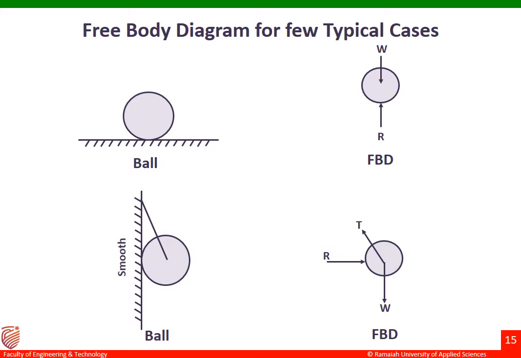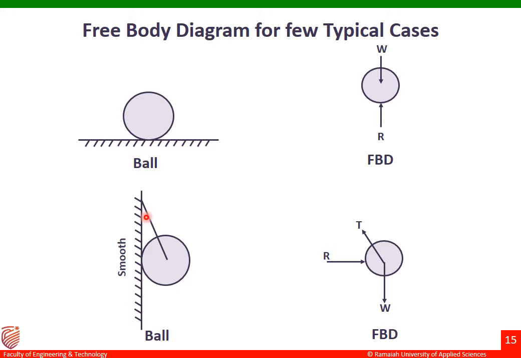So that is represented here. The weight of the ball is coming downward, and the reaction from the surface to the ball is coming upwards. This is the free body diagram of this figure.